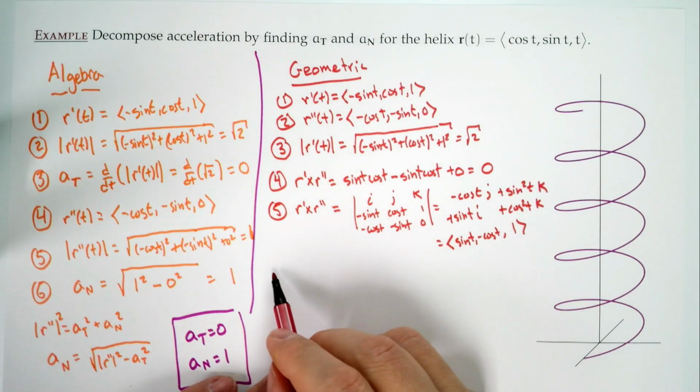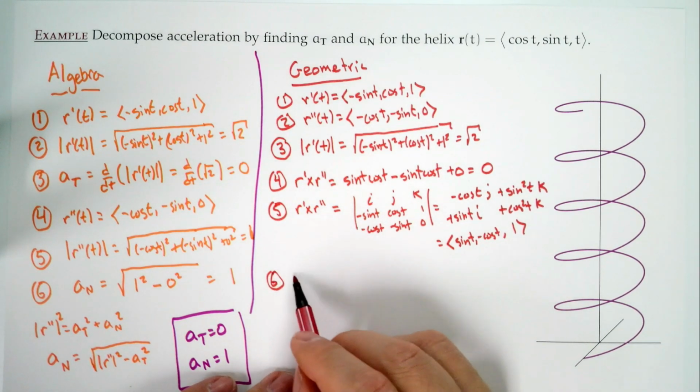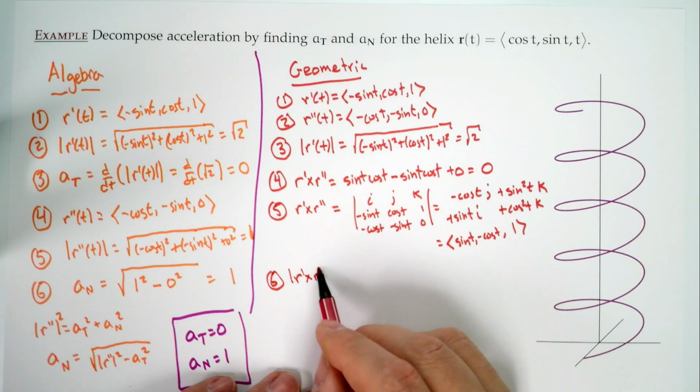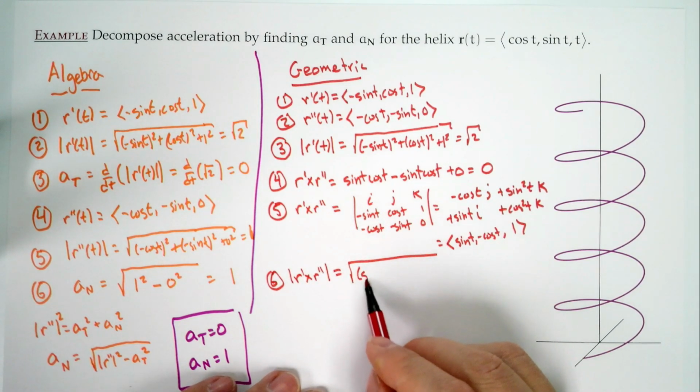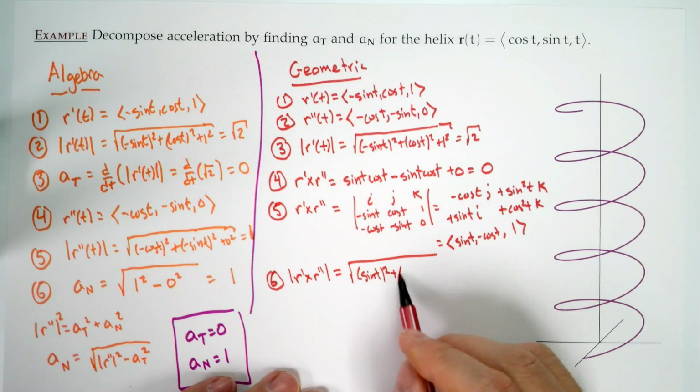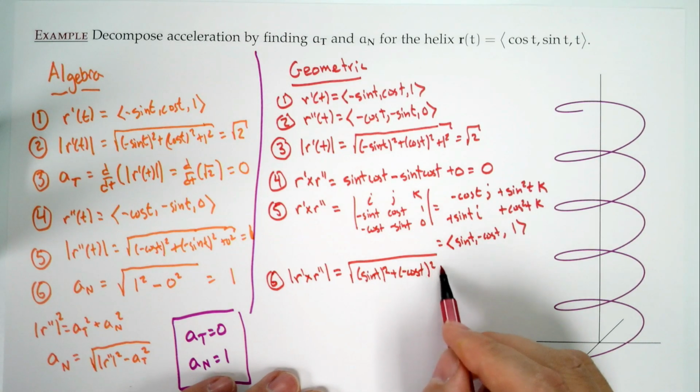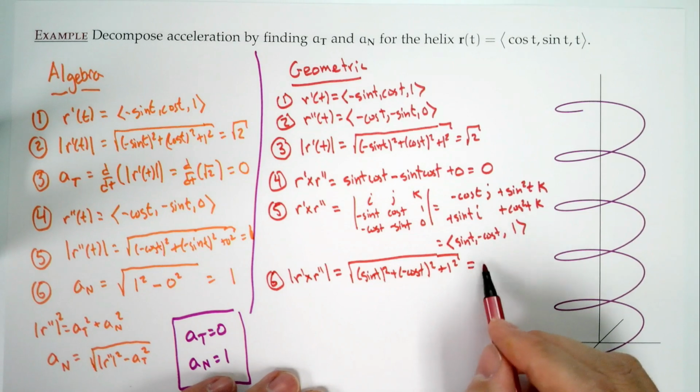Now the next thing to check is the magnitude of r prime cross r double prime. I should say the next thing to find. So that's sine of t squared plus negative cosine t squared plus 1 squared, which turns out to be square root of 2.